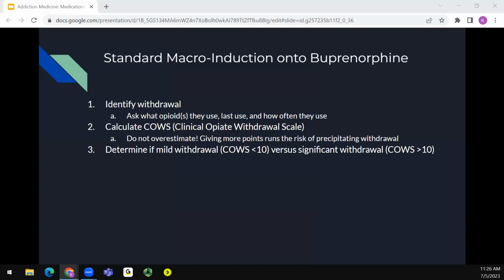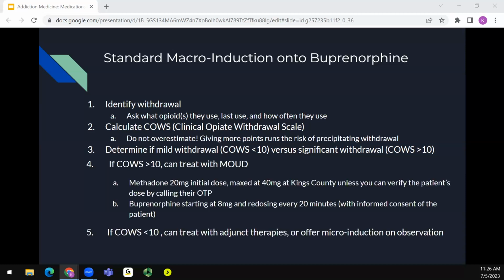So really understanding that some of them are subjective, but to really not overestimate because it can be very dangerous. Determining if there is mild withdrawal, which in our case is COWS less than 10, or significant withdrawal, or COWS greater than 10. If the COWS score is greater than 10, you can treat with a medication for OUD.